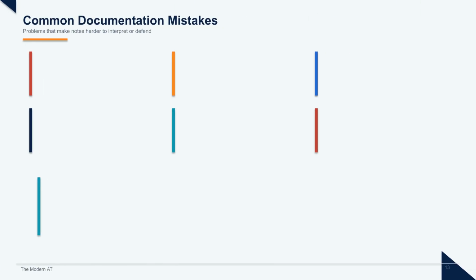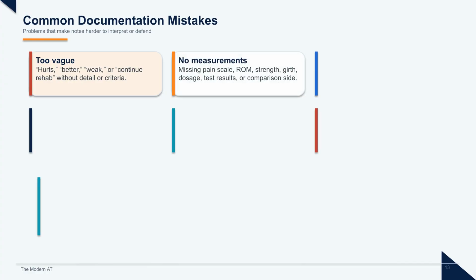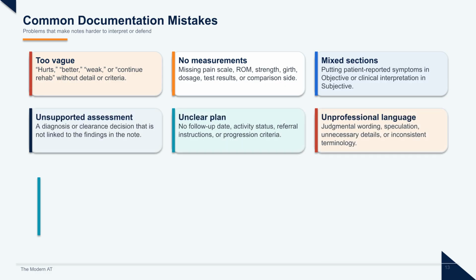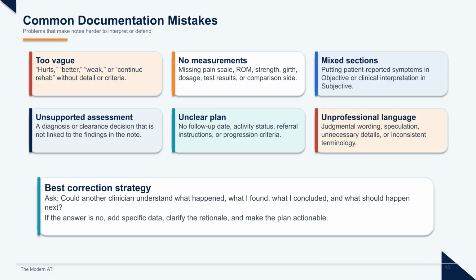Common mistakes include being too vague, missing objective measurements, mixing information between sections, and having unsupported assessments or unclear plans. To correct this, ask yourself if another clinician could understand what happened and what should happen next. If not, add specific data, clarify your rationale, and make the plan actionable.